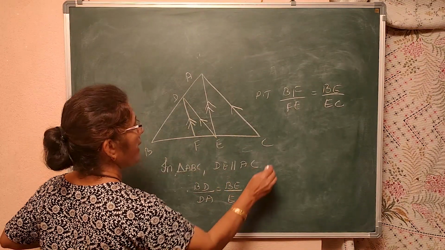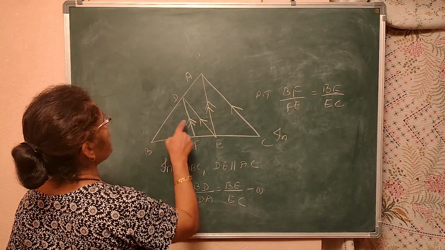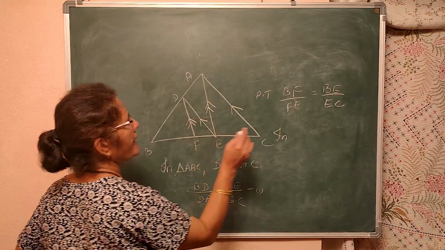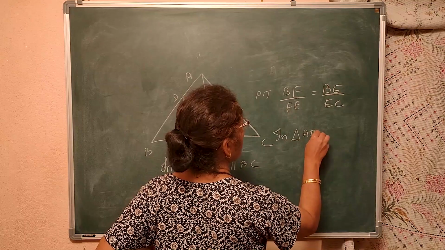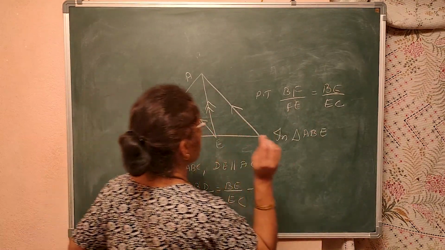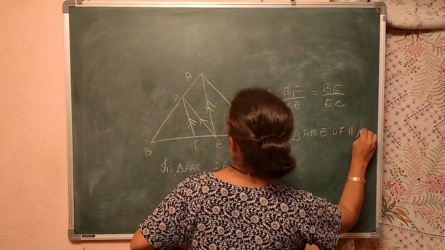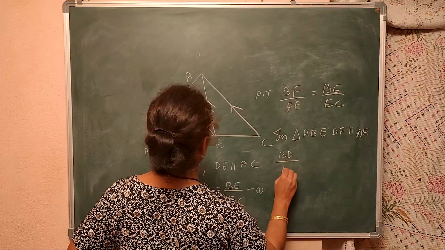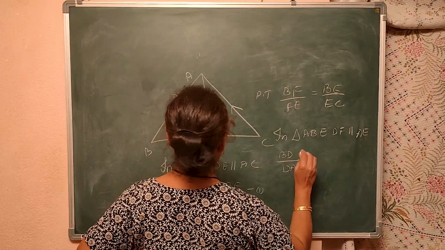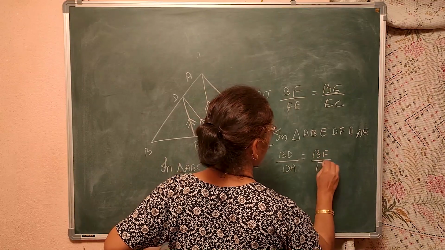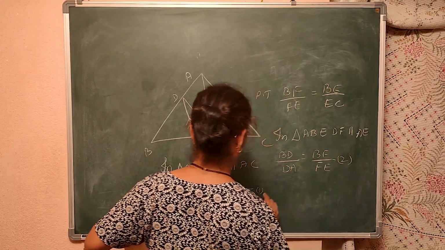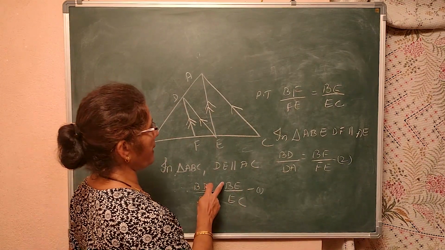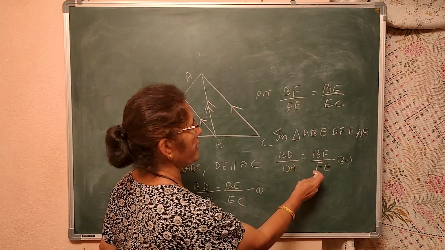Call it as 1. In triangle, which is the parallel again? AE is parallel to DF. So I take triangle ABE. In triangle ABE, what is parallel to what? DF is parallel to AE. Therefore, I can say BD by DA is equal to BF by FE. Call it as 2. This is 1, then this is BD by DA, BD by DA. Comparing, BE by EC is equal to BF by FE.